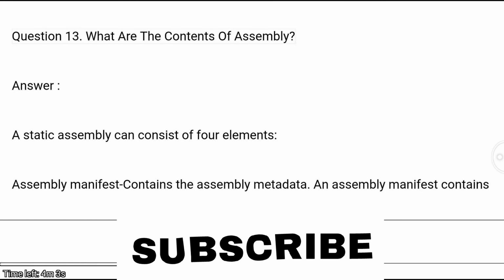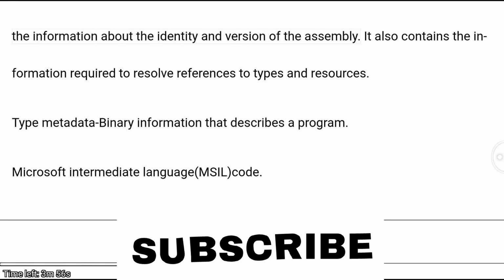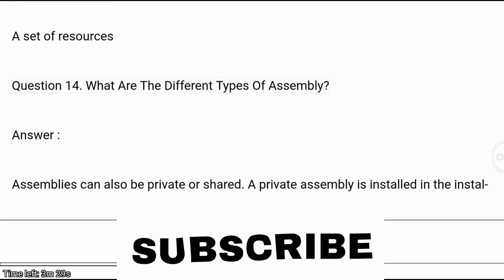Question 13. What are the contents of an assembly? Answer. A static assembly can consist of 4 elements. Assembly manifest contains the assembly metadata. An assembly manifest contains the information about the identity and version of the assembly. It also contains the information required to resolve references to types and resources. Type metadata, binary information that describes a program. Microsoft Intermediate Language, MSIL, code. A set of resources.